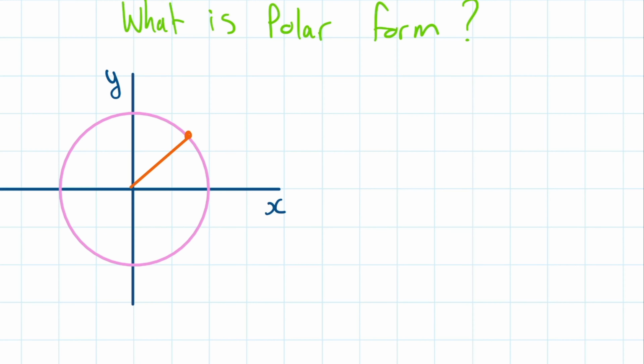Okay, welcome back everyone. This video is going to be on polar form. We're going to first explore what polar form is, then we're going to look at converting from Cartesian form to polar form, and then from polar form back to Cartesian form. Now, before we jump into polar form, I want to first refresh our memories on the unit circle we looked at in Unit 2 during our trig identities topic.